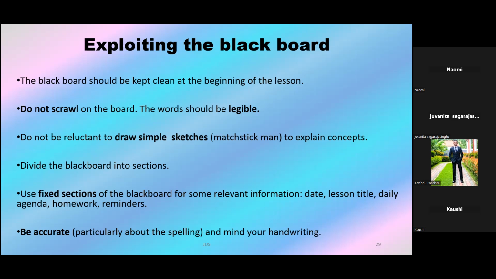And the rest of the board should be utilized in a very systematic manner, right? So the teacher can divide the rest of the space and write whatever she wants to write.